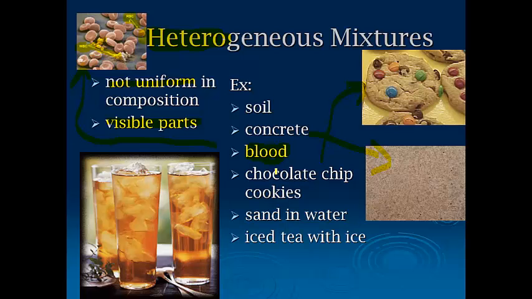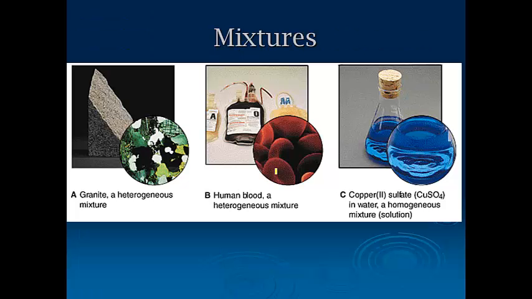Chocolate chip cookies, obviously, well, they're M&M cookies, but you can see the parts and pieces. Sand and water, iced tea with ice, you can see the ice separate from the parts and pieces. Okay, so those are just examples of heterogeneous mixtures that are not uniform in composition and that do have visible parts and pieces. Okay, so again, here's just another example of that.